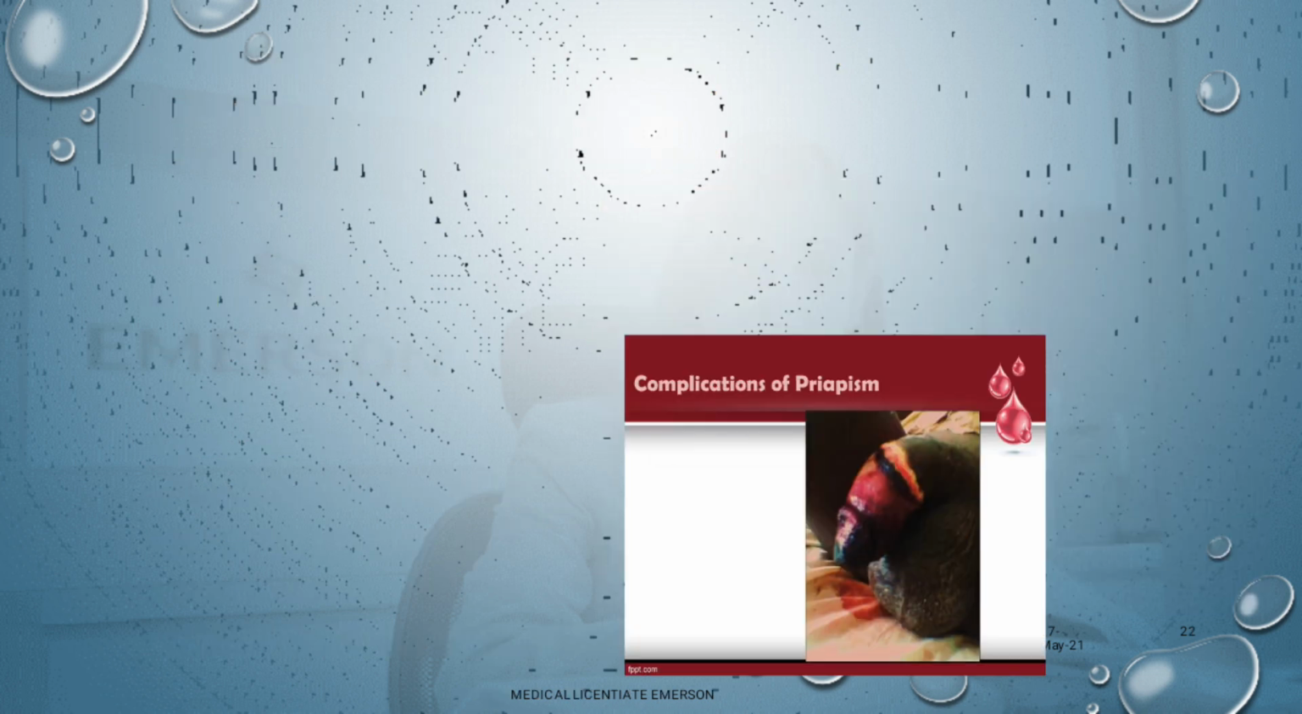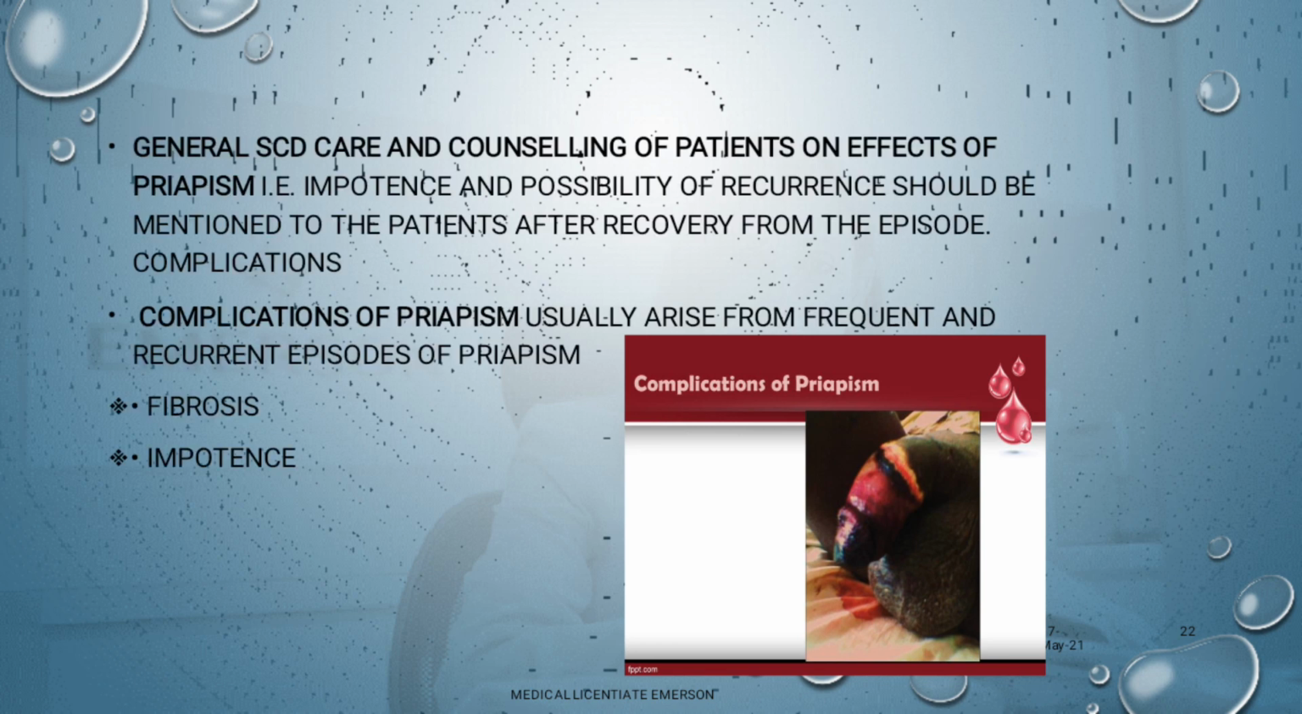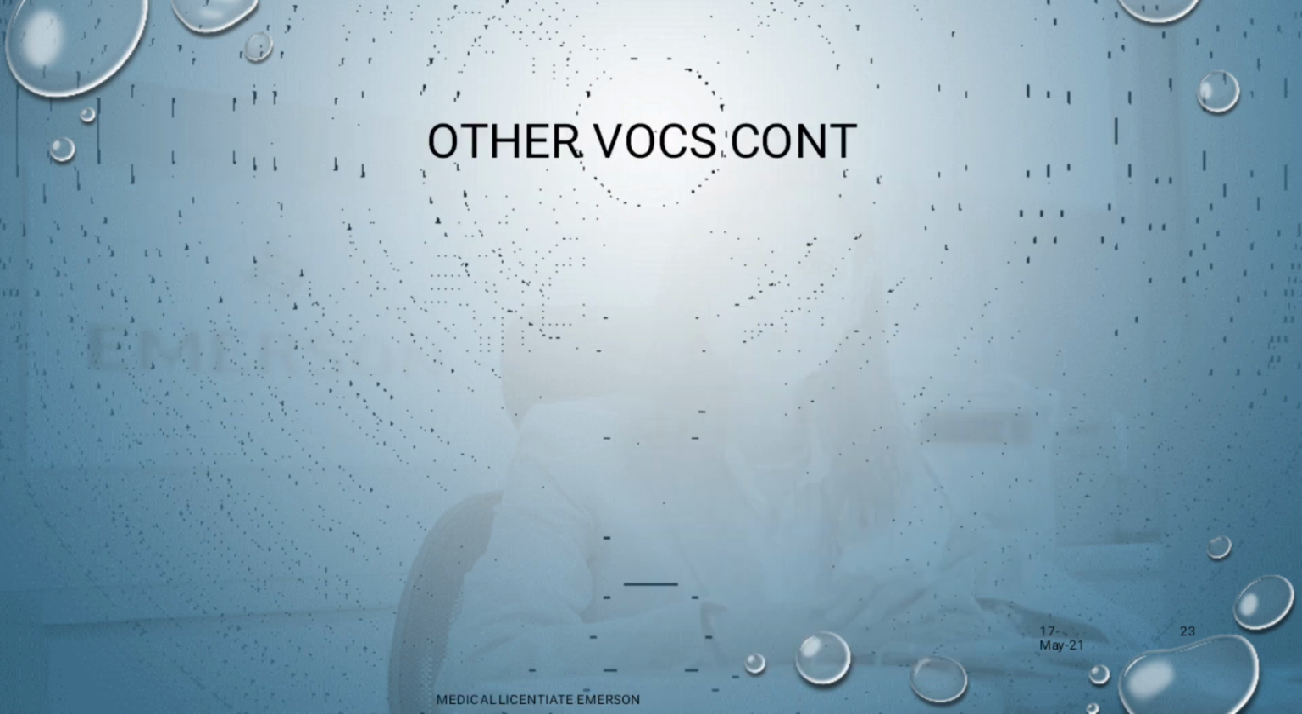Okay. Then in terms of complications of priapism, for sickle cell disease care, counseling of patients on the effects of priapism, that is, there can be impotence, and the possibility of recurrence should be mentioned to the patients after recovering from the episode. So the complications, we mentioned impotence already. The other complication is fibrosis, which usually arises from frequent and recurrent episodes of priapism.